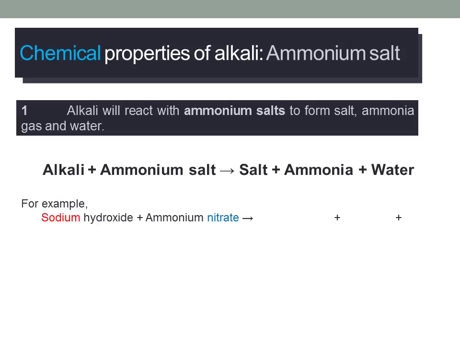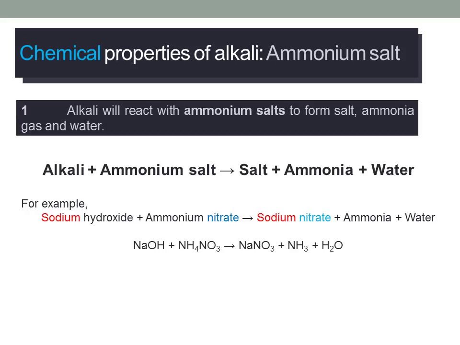Can you take some time to deduce what are the products formed when sodium hydroxide reacts with ammonium nitrate? So, did you manage to get sodium nitrate, ammonia gas, and water? By the way, ammonia gas is a pungent gas that can be identified using a red litmus paper. Ammonia gas will turn the moist red litmus paper blue.